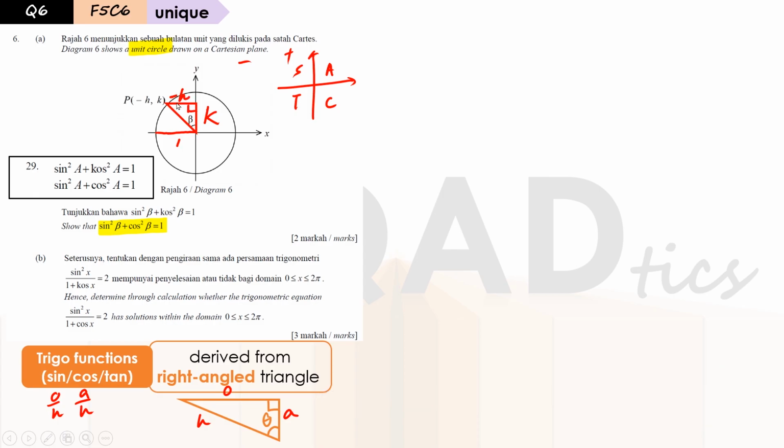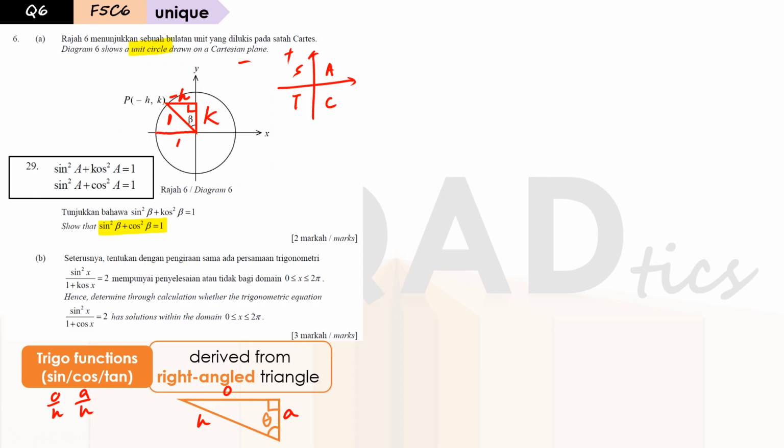Okay, so this is for the opposite line, and one more line is the hypotenuse. The hypotenuse is actually the radius of the circle, and just now we mentioned that this is a unit circle, which means that the radius here is 1. So we have found all the lengths of the right angle triangle.